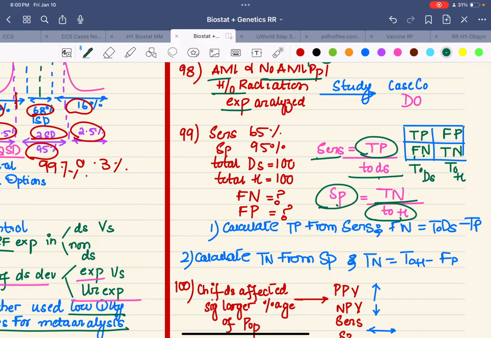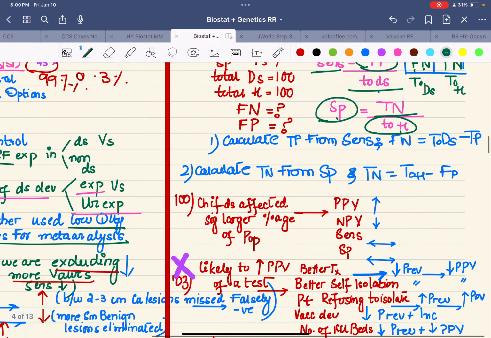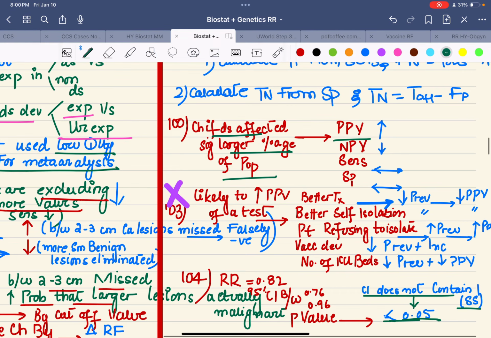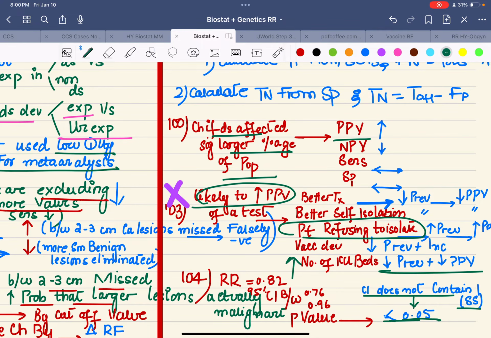And then of course, you can just do the subtraction, and if there is a disease that is affecting a significantly larger percentage of the population, then the PPV will go up, NPV will go down, sensitivity will not change, and specificity will also not change. And which parameter will likely lead to an increase in PPV of a test? Whenever the patient refuses to isolate, so then it will be increased prevalence. Whereas for all the other things, better treatment, better self-isolation, vaccine development, increased number of ICU beds will actually lead to decreased prevalence and decreased positive predictive value.